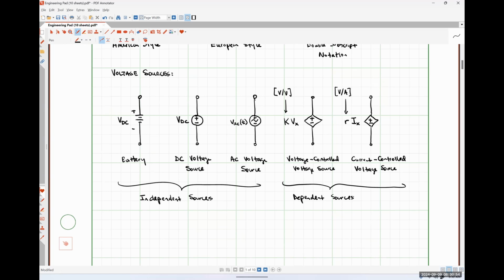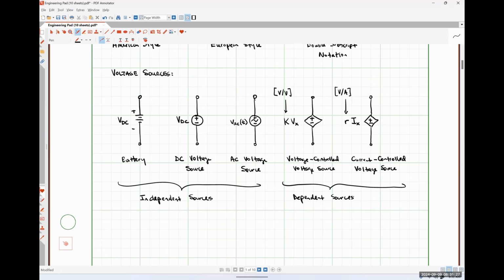Okay? So you can't really go buy a voltage controlled voltage source or a current controlled voltage source off the shelf. They are actually circuits in and of themselves. But from an analysis perspective, we can treat them just like anything else, and they'll pop up and bite you in the butt very regularly in this class. All right, so any questions regarding the different voltage sources that we are going to see?